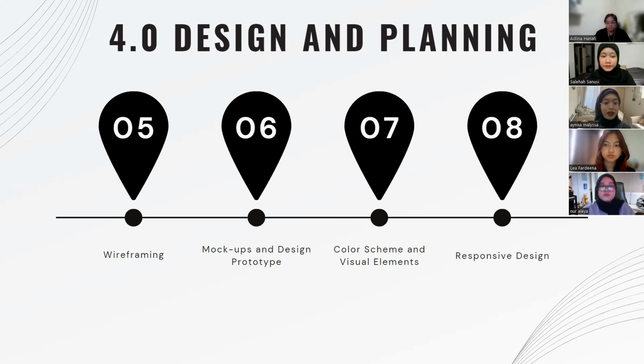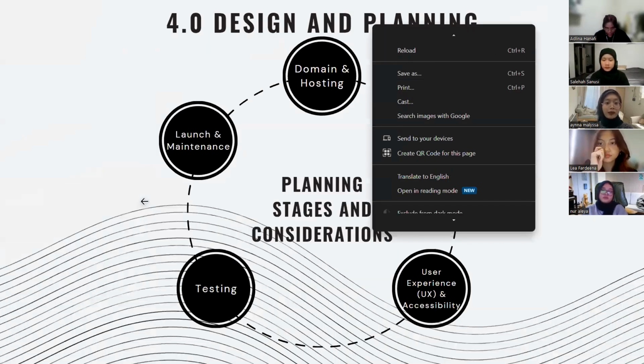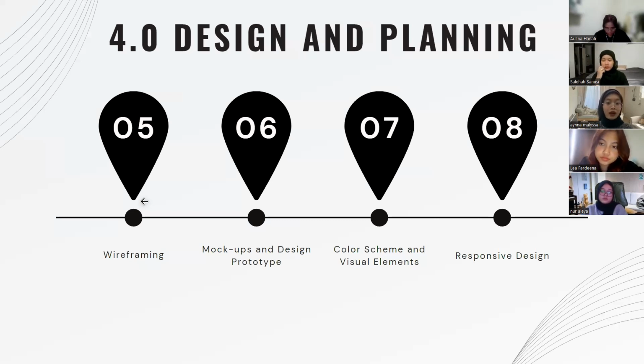The fifth one is wireframing. We create wireframes to outline the basic structure and layout of each page. The sixth one is mockups and design prototypes. We develop design mockups to visualize the website appearance. We use tools like Adobe XD, Sketch, or Figma to create interactive prototypes for a better understanding of the user journey. The seventh point is we choose the color scheme and visual elements that suit Eco-Harmony's website.